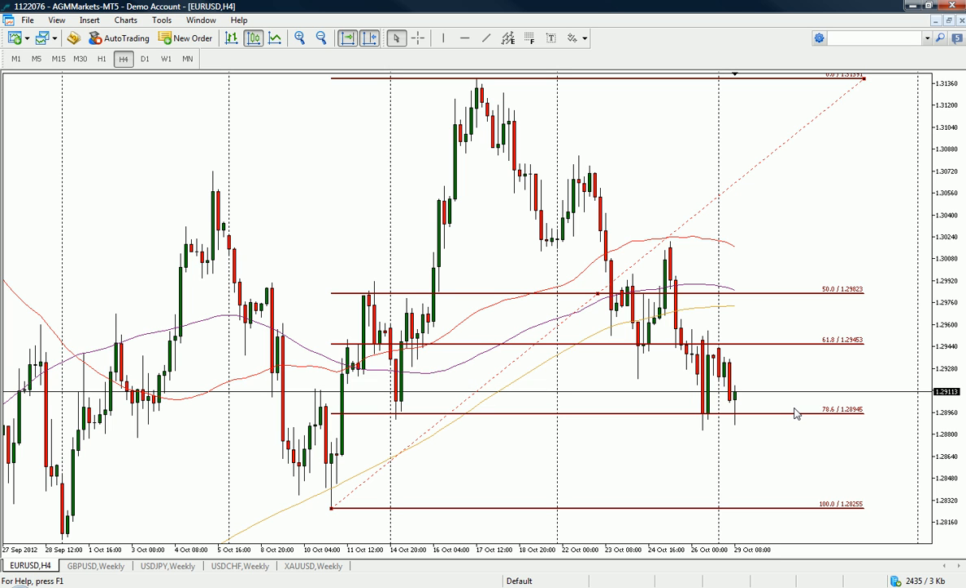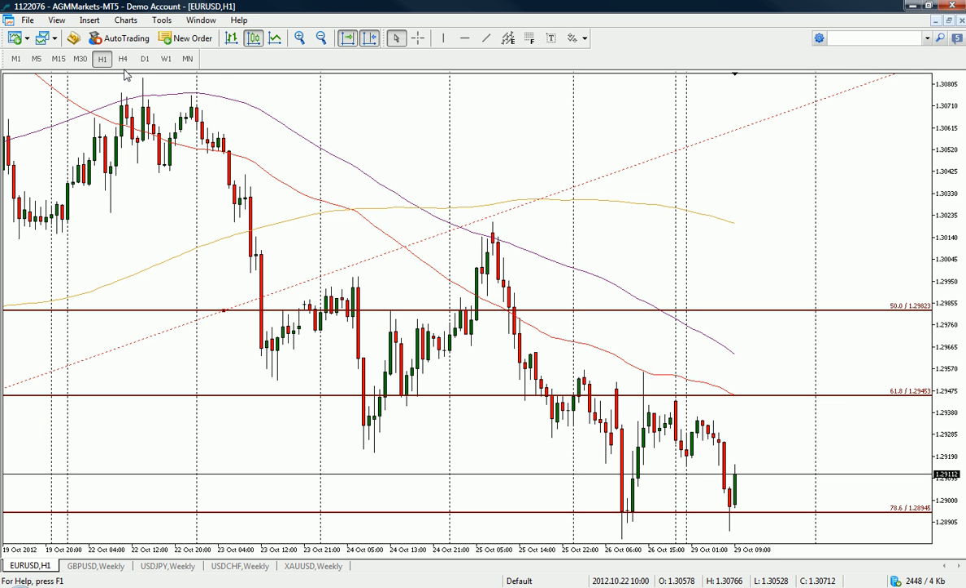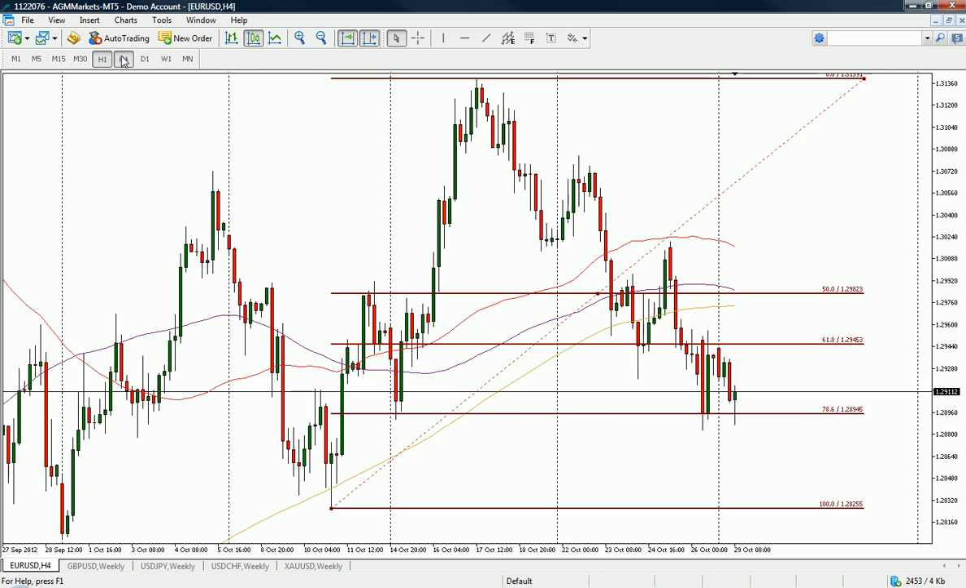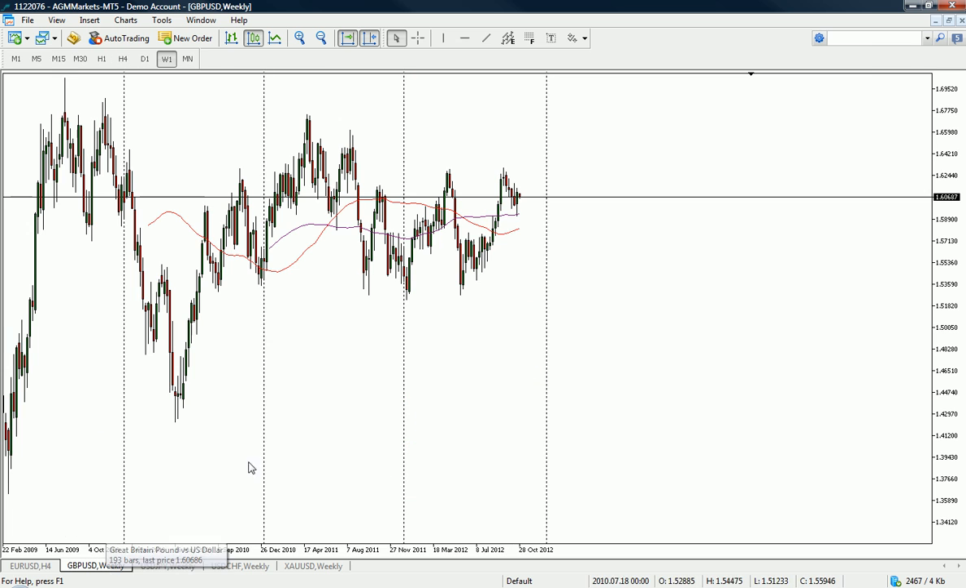But yeah, in terms of euro dollar, that's all I'm really focused on. I wouldn't really short it. If I flick it to the 1 hour, there's nothing else that really interests me there. I'm more focused on this 4 hour chart and how this reacts to this level. Okay, let's have a look at the cable chart on the weekly.